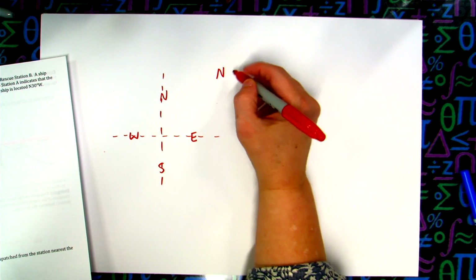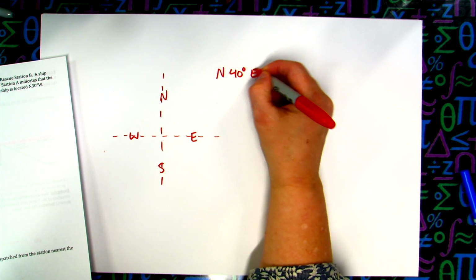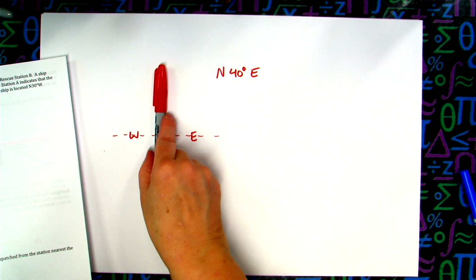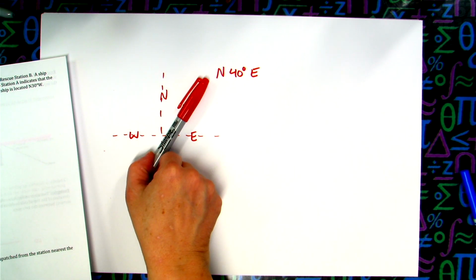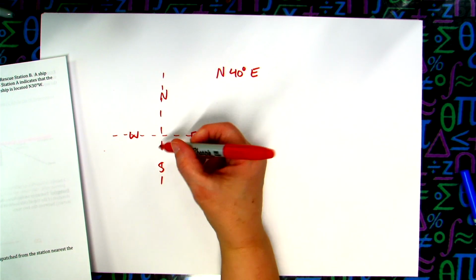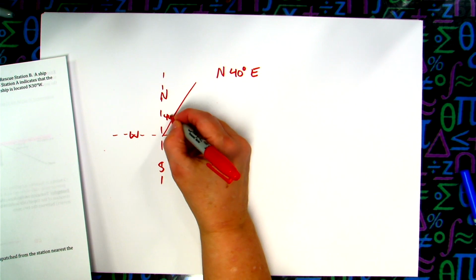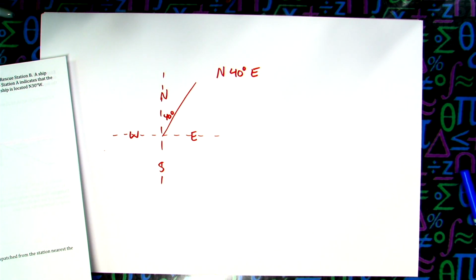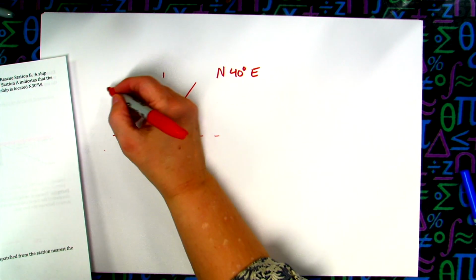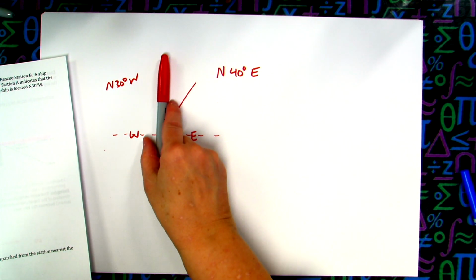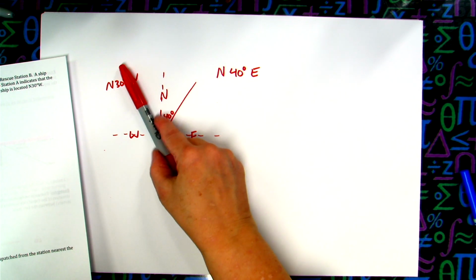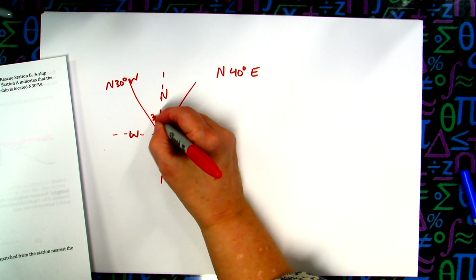So if I want north, 40 degrees east, here's north, and then I'm going to turn 40 degrees east. Okay, so that means that this angle right here would be 40 degrees. Okay, so I could do a variety of things. What's another one in there? North 30 degrees west. Okay, so north 30 degrees west. All right, well, here's north, and if I go 30 degrees towards the west, that would make this angle right here 30 degrees.